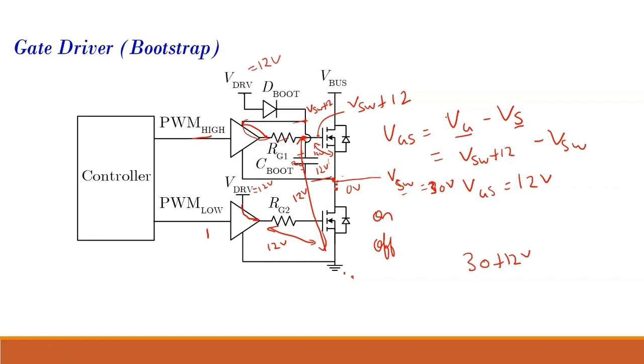Sir, the thing I'm getting confused is, this VSW and this 12 volts are different, you're saying? Yeah, they're different. Sir, if it is VSW, then the capacitor will be charged to VSW, right? No, this is my capacitor. The voltage at the bottom of the capacitor is VSW, and the voltage across the capacitor is 12 volt. Sir, at that time the lower switch is off. Yes, at that time the low switch is off.